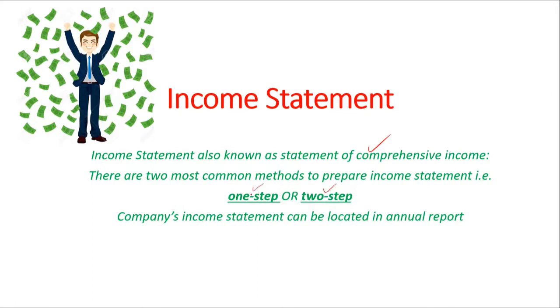The difference between one-step and two-step is that in two-step you prepare the income statement separately and the comprehensive income section separately, so you prepare two statements separately. Whereas if it's one-step, the companies will combine the income statement plus the comprehensive income statement. You can always find the income statement in a company's annual report.